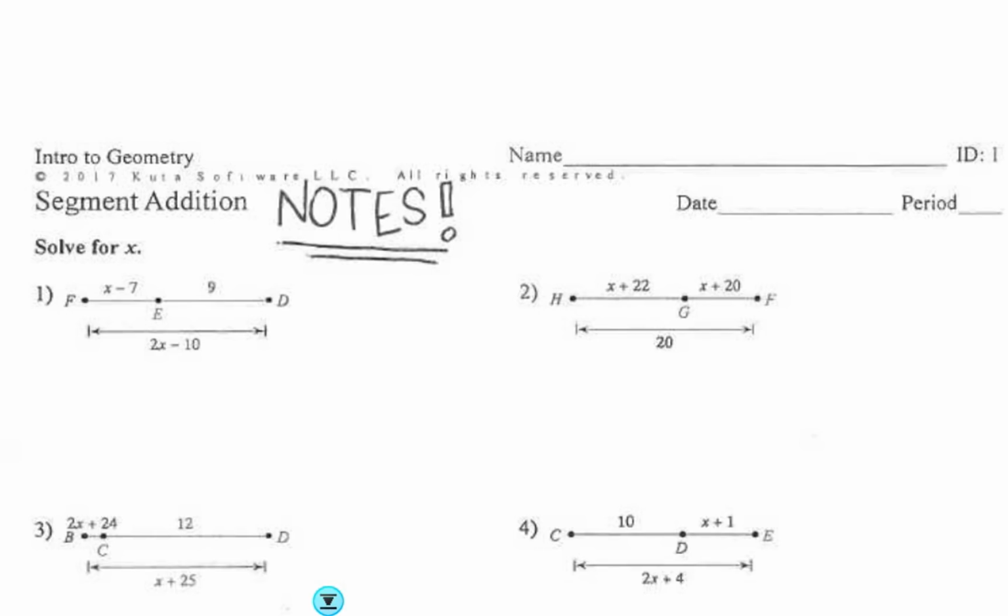Today we're going to be introducing a new topic. It's called segment addition. It's very easy. This is one of the first things you're going to be covering in geometry next year. So we're going to give you a little preview of what that looks like.